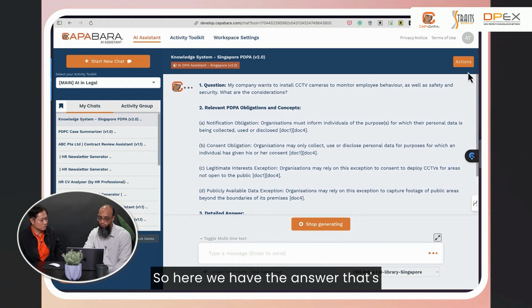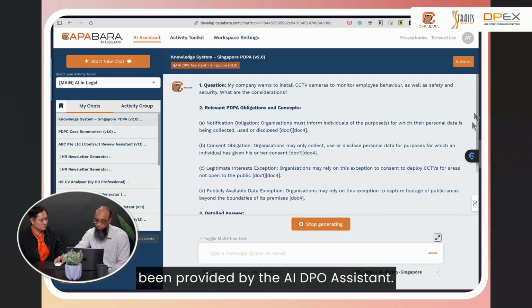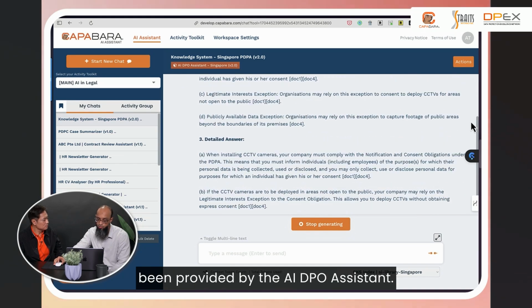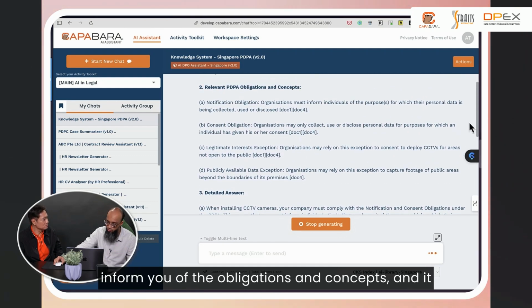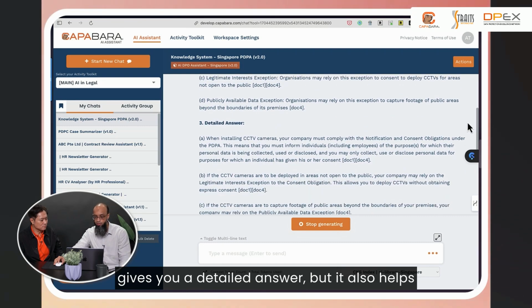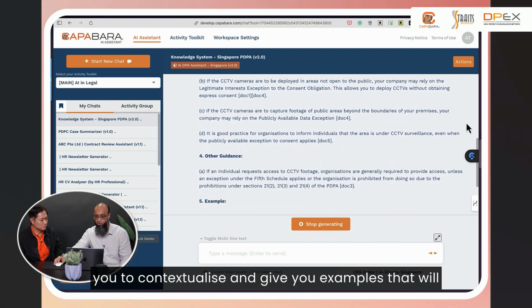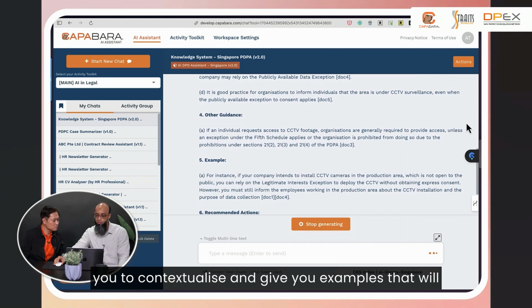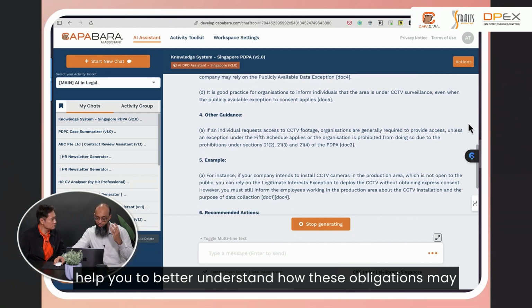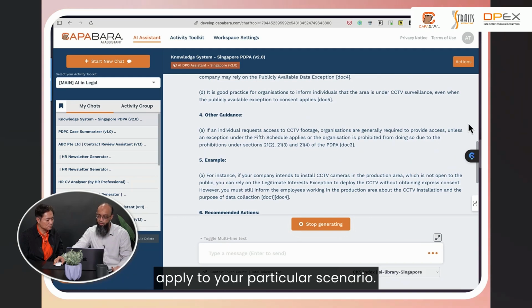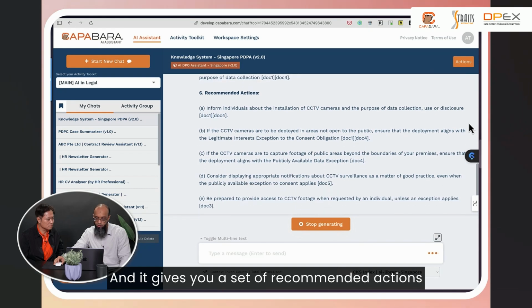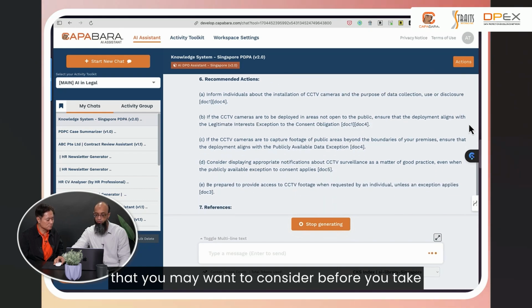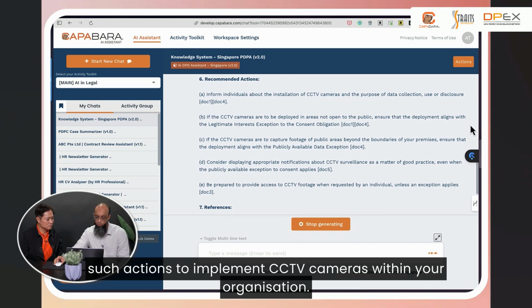So here we have the answer that's been provided by the AI DPO assistant. What you see here is not only does it inform you of the obligations and concepts and give you a detailed answer, but it also helps you to contextualize and give you examples that will help you to better understand how these obligations may apply to your particular scenario. And it gives you a set of recommended actions that you may want to consider before you take such actions to implement CCTV cameras within your organization.